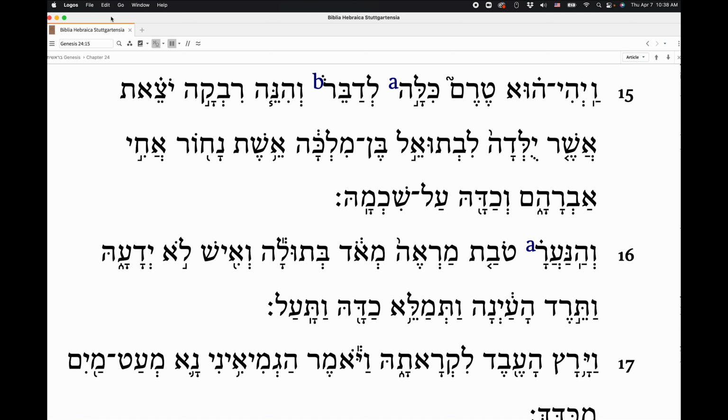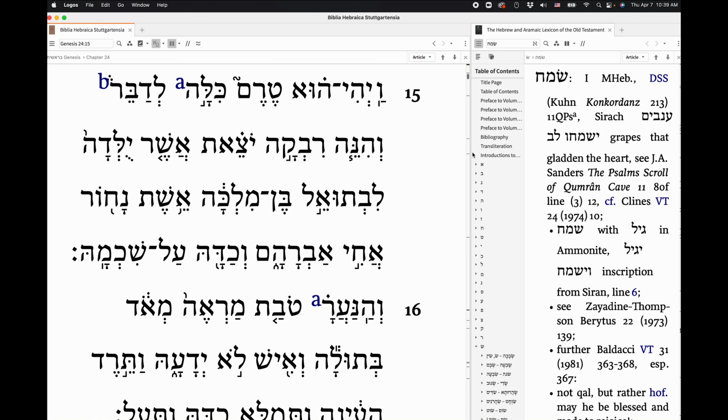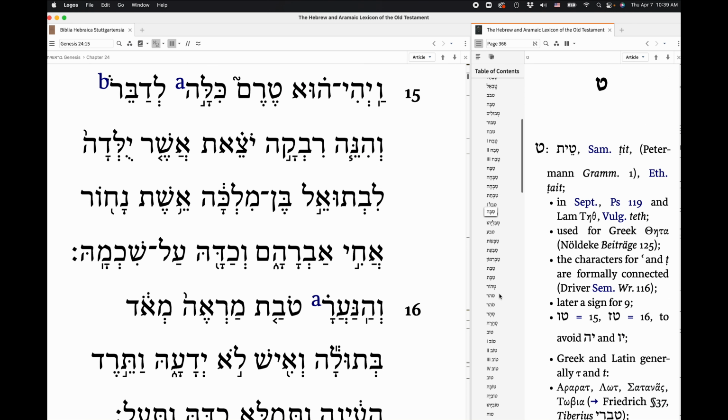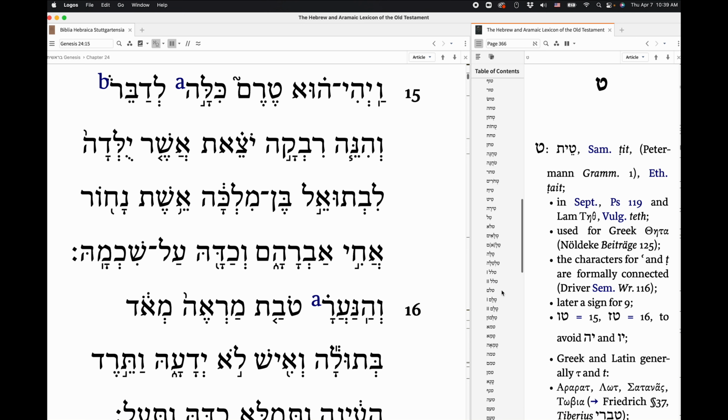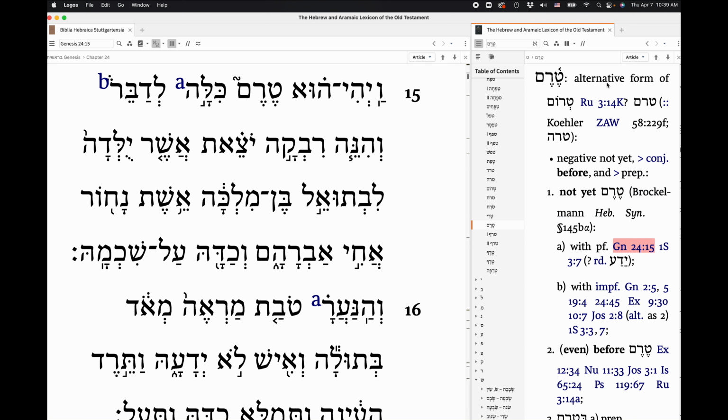So this would be a situation where I would jump over to my lexicon and I would just go to tet. Now I want tet reish. All right, I've got tet reish, and then I want tet reish mem. Here's terem. This is the word that I want. I looked this up. Okay, it's an alternative form of the tedrom that we saw before, and it means not yet, basically. And sure enough, it tells me that in Genesis 24:15, it occurs with the perfect.